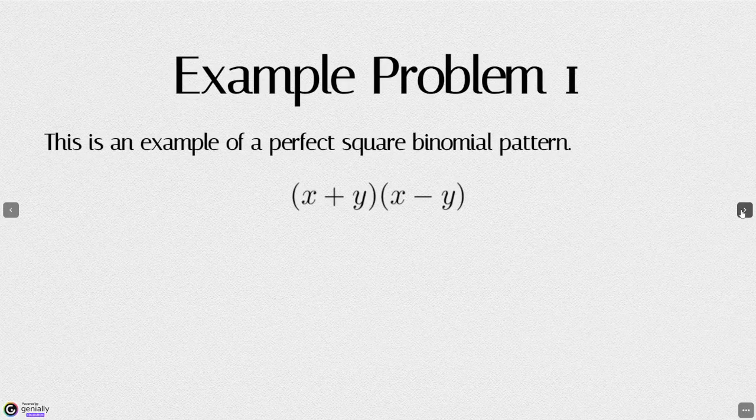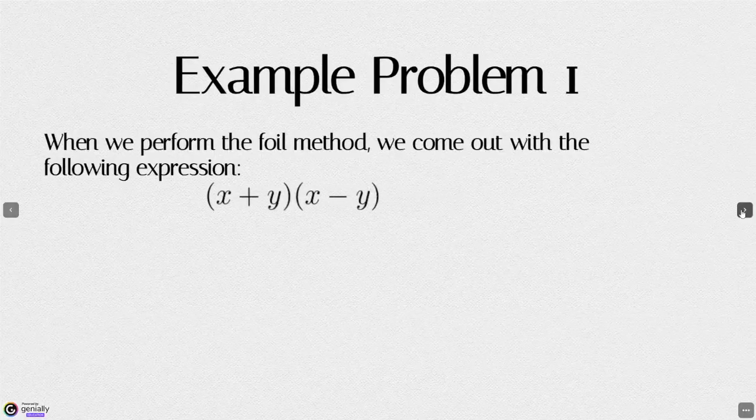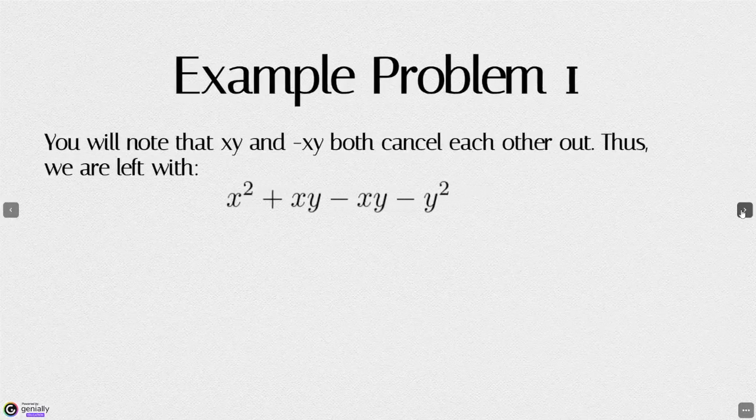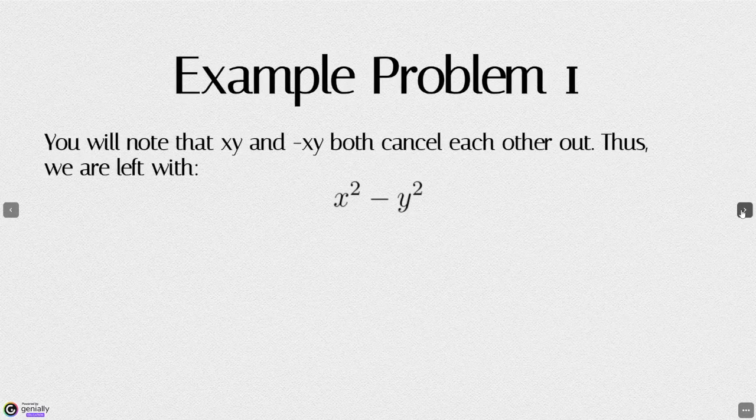In the first example problem that I've shown you, this is an example of what we call a perfect square binomial pattern. It involves a binomial as well as the inverse of the binomial given through x plus y and x minus y. While we perform the FOIL method, we can come out with the following expression of x squared plus xy minus xy minus y squared. Do you notice anything? Well, you'll notice that xy and negative xy cancel each other out. Therefore, all we are left with is x squared minus y squared.